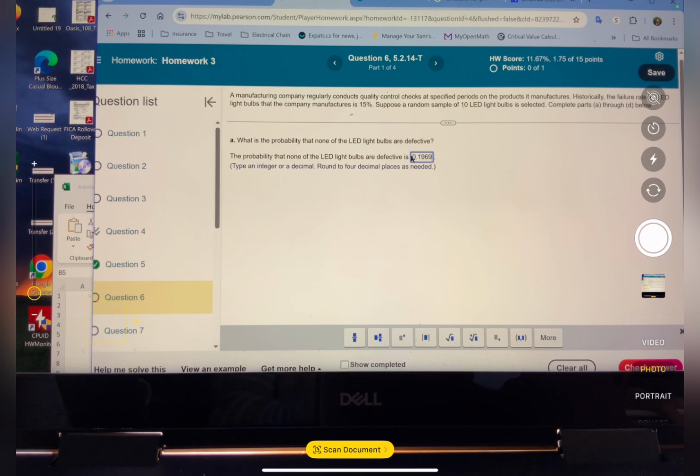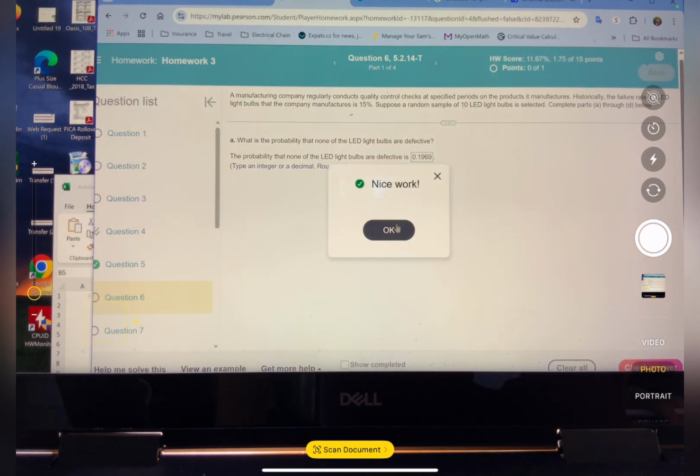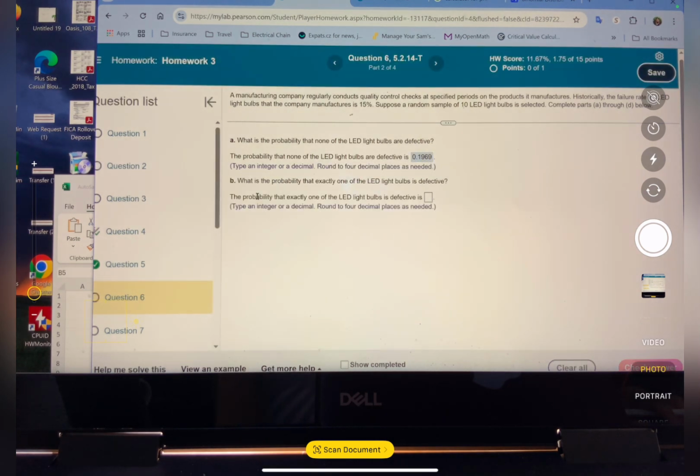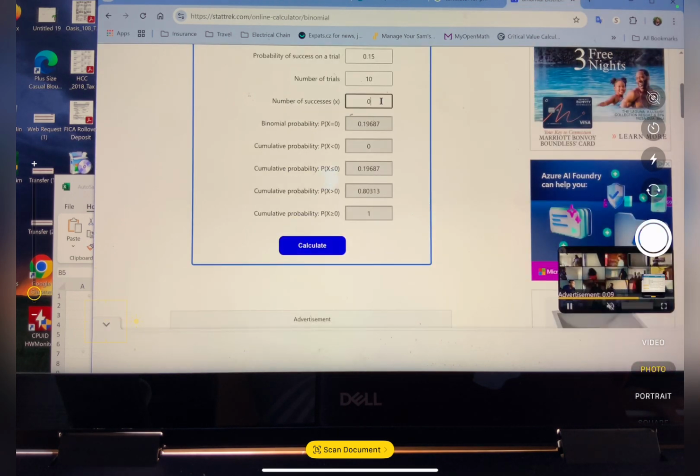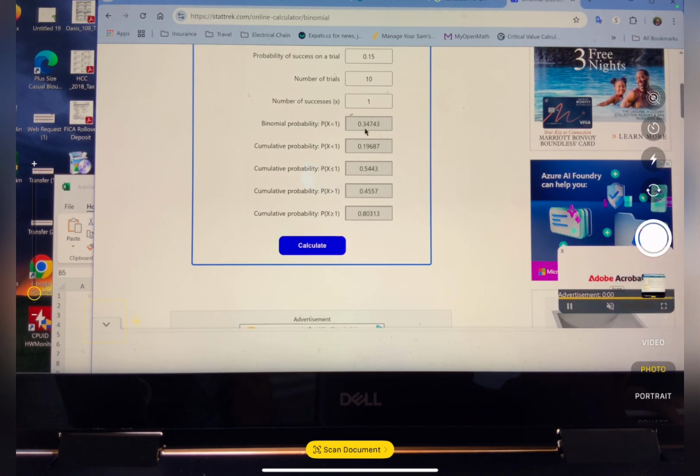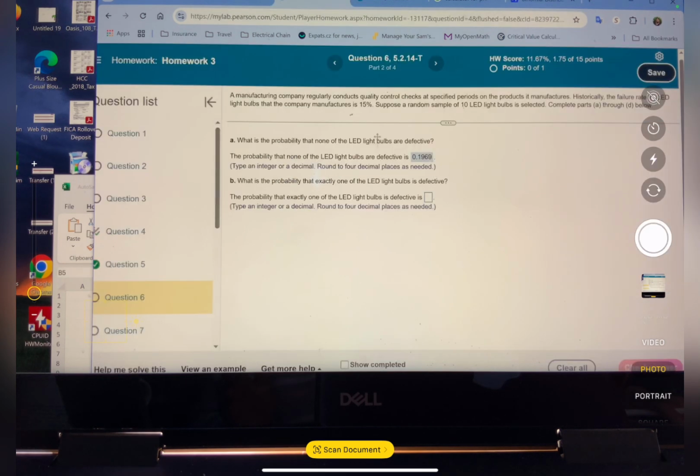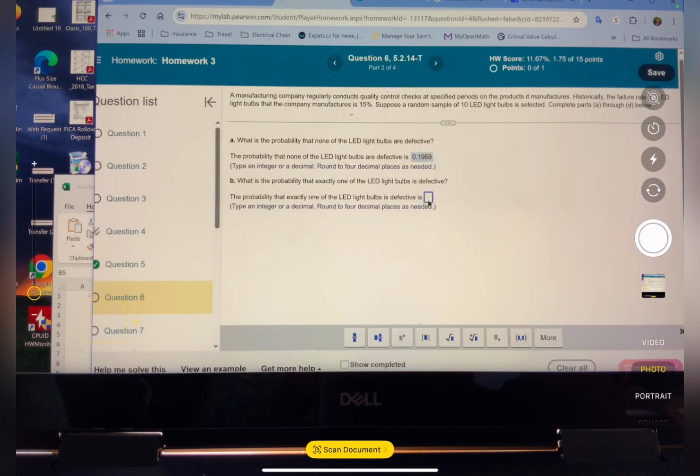0.1969. Enter. Nice work. Next, what's the probability that exactly 1 light bulb is defective? Same way, you put here 1, because the total amount and everything else is the same. Exactly 1, 0.3474.